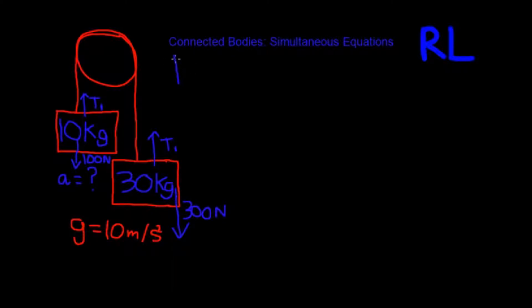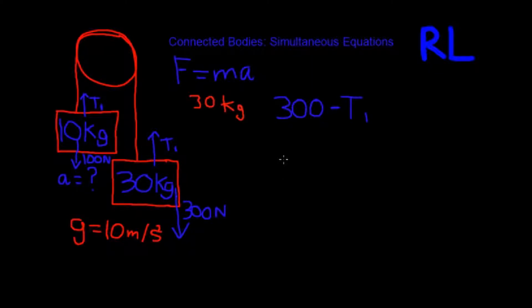We know that F equals ma. That's our most fundamental rule when solving all kinds of motion questions. We'll take the 30 kilogram block first. The net force on this is 300 minus tension 1, because tension 1 is acting in the opposite direction to 300 newtons.